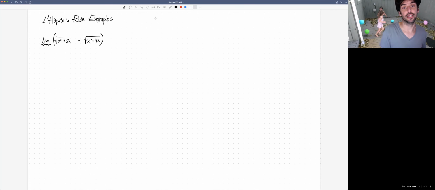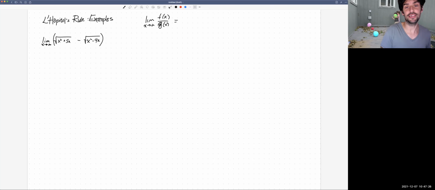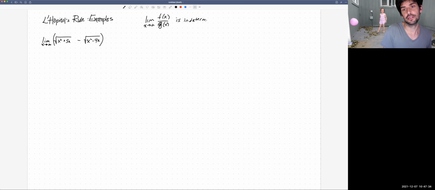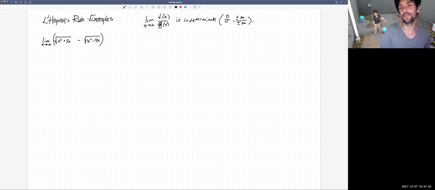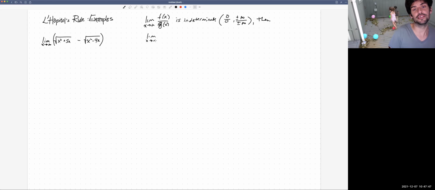If you have, let's just write it this way, if we have the limit as x goes to a, it could also be infinite, of the quotient of functions f of x over g of x. If this is indeterminate, I think I'm going to misspell this. And so that means the limit is 0 over 0 or plus or minus infinity over plus or minus infinity. Then we can say this limit is equal to the limit of the derivatives.